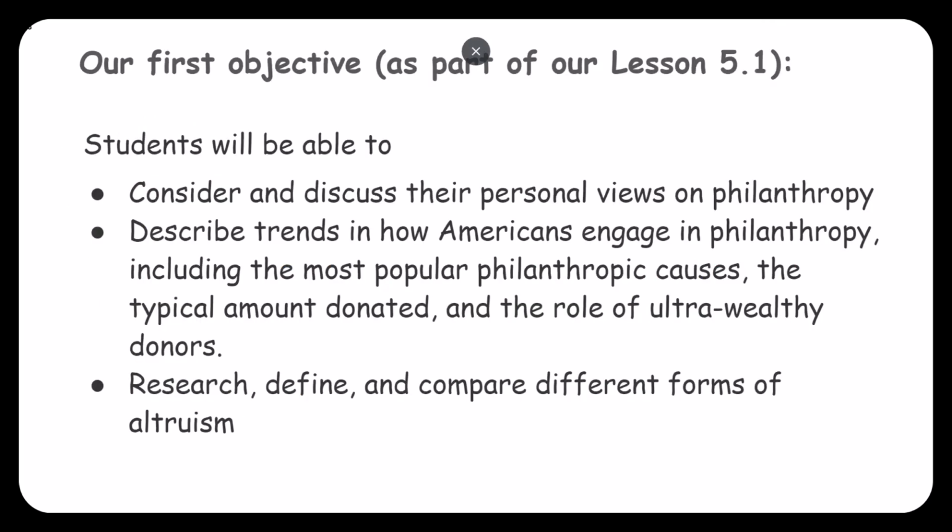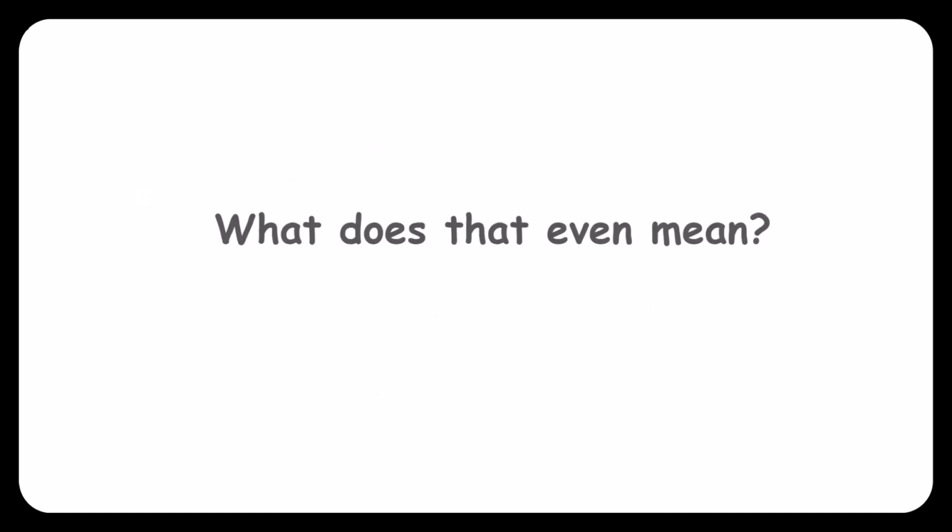Our first objective as part of our lesson 5.1 will be that students will be able to consider and discuss their personal views on philanthropy. They'll also be able to describe trends in how Americans engage in philanthropy, including the most popular philanthropic causes, the typical amount donated, and the role of ultra-wealthy donors. And students will be able to research, define, and compare different forms of altruism. What does that even mean?